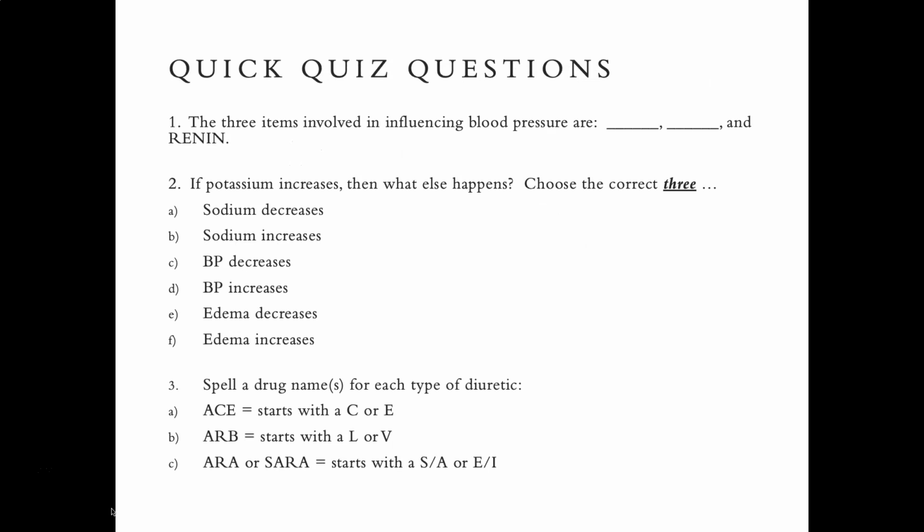So some quick quiz questions. What are the 3 items that are involved in influencing blood pressure? We talked about those, and I give you the third one, which is renin. If potassium increases, what else happens? You need to give me 3. Then the last is spell a drug name for each type of diuretic. And I tell you ACE, ARB, ARA, or SARA. And I even give you the first letter.